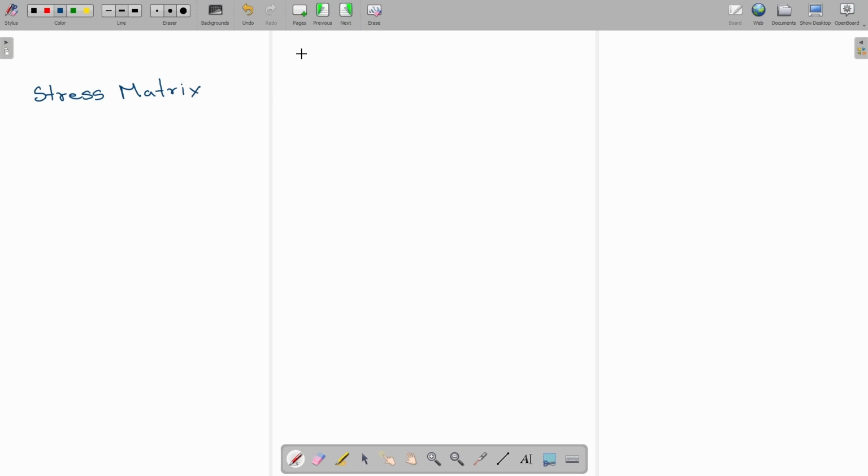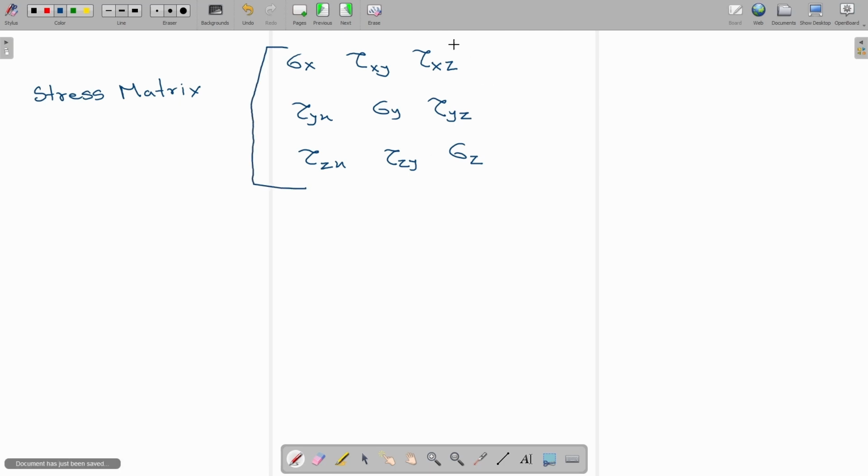The stress matrix is given as sigma x, tau xy, tau xz, tau yx, sigma y, tau yz, tau zx, tau zy, sigma z. This is the stress matrix.